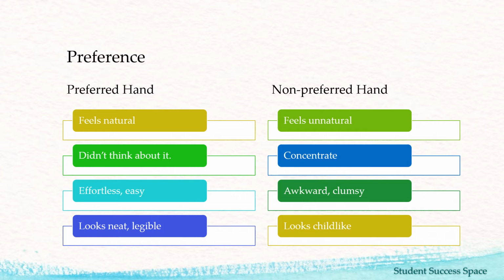So most people who do this, and I love doing this with my clients, really try to focus hard, right? But there are differences, and you're going to notice these immediately. When you do it with your preferred hand, you're going to see that it's very natural. You didn't really have to think about it. It was effortless, and it even looks very neat. It's very legible, right? Now, if we look at our non-preferred hand, it is very unnatural. You had to concentrate really hard to do it. It might look a little awkward or clumsy. Maybe it's larger than the preferred hand, and it even looks very childlike.